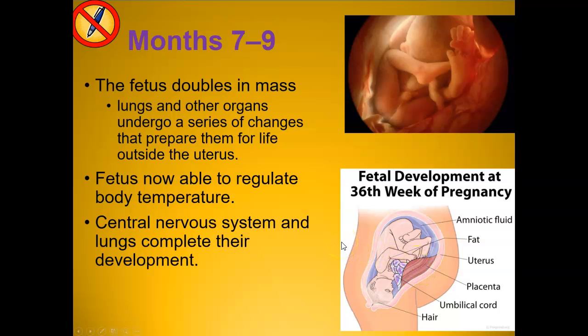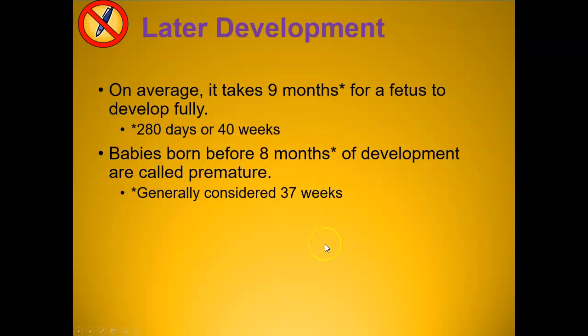All right, so moving on. Later development, on average, it takes 9 months for a fetus to develop fully. It's 280 days, 40 weeks, really, is what we're dealing with. This term 9 months is used in general because months aren't exactly 4 weeks all the time.